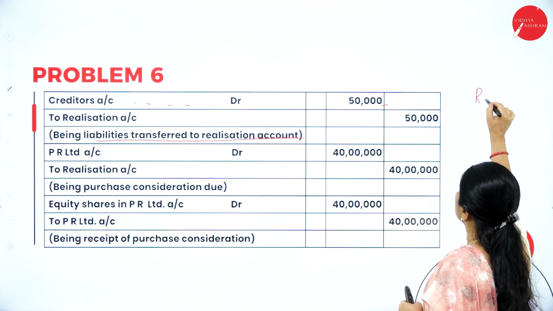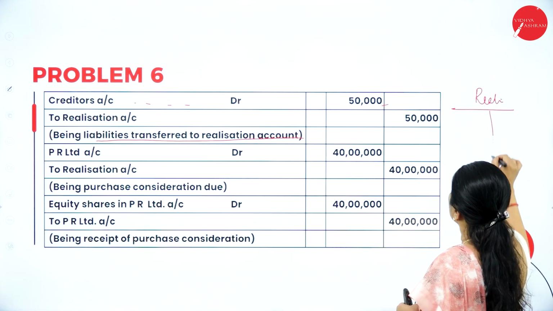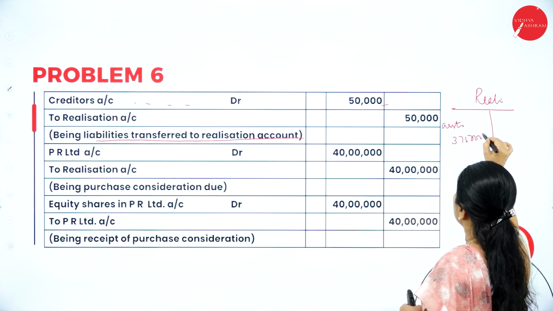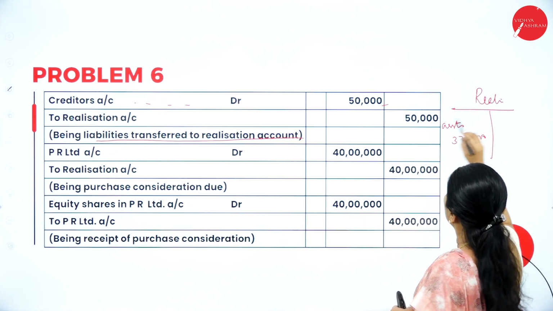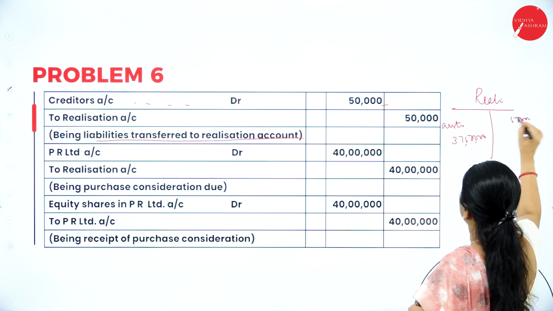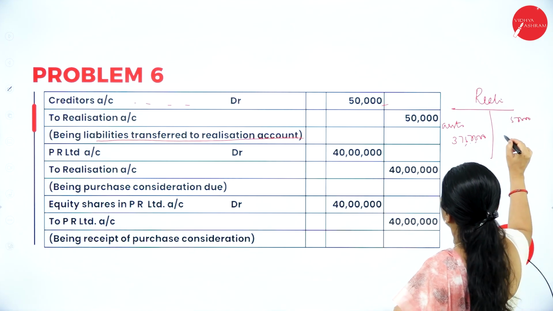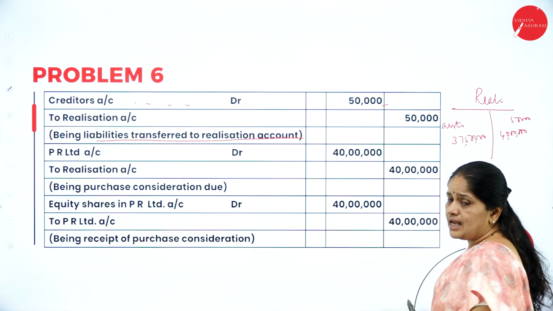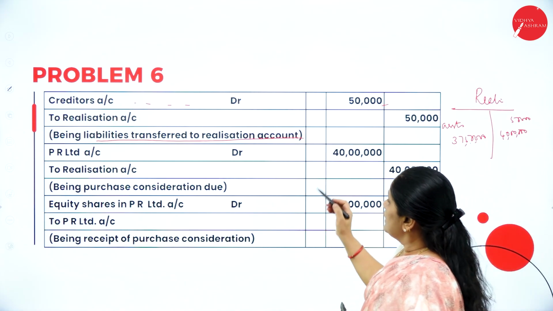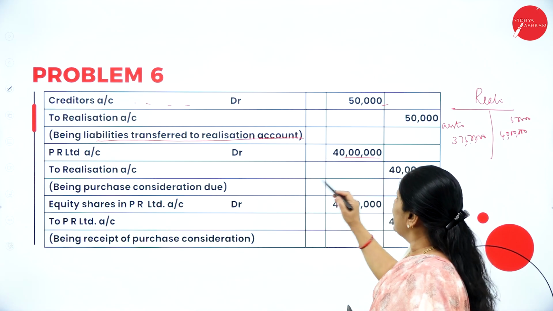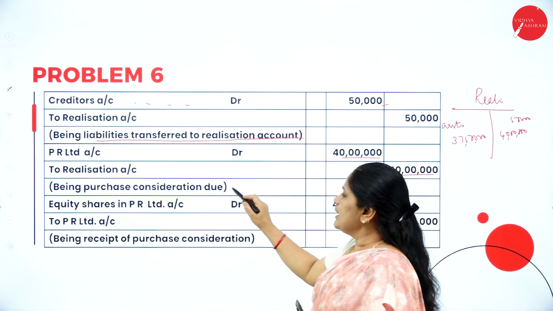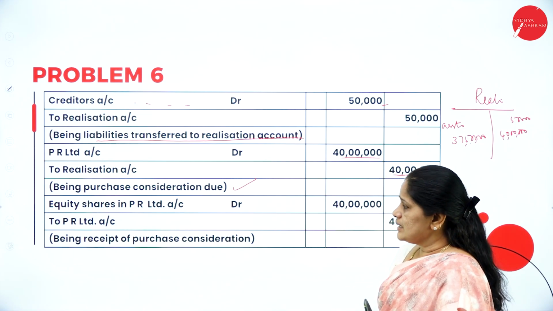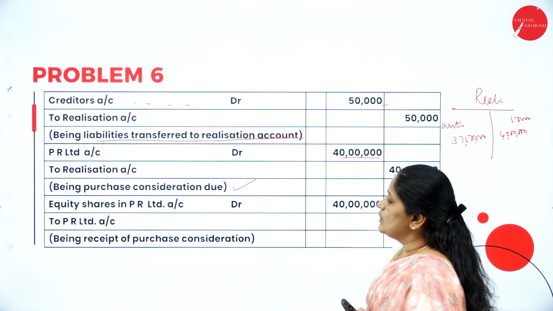Now if I write the realization account here, on the debit side we have all assets, the total value of which is 37,50,000. The liabilities value is 50,000, and then we have the purchase consideration, 40 lakhs, as we had seen. So PR Limited account debit 40 lakhs to realization account 40 lakhs, being purchase consideration due. Whatever is the difference will be transferred to the shareholders account.